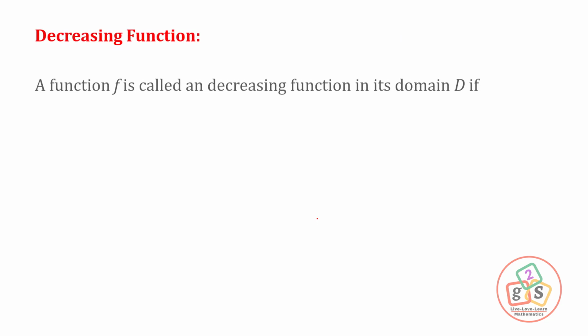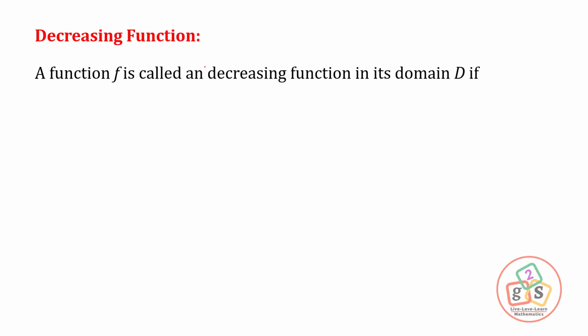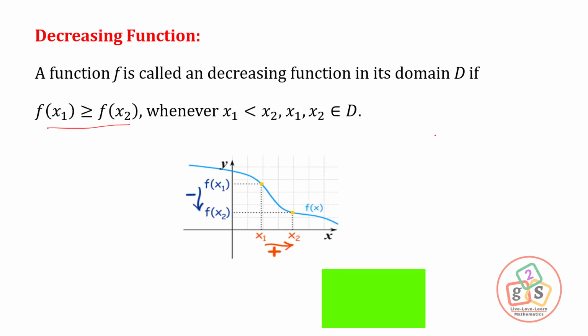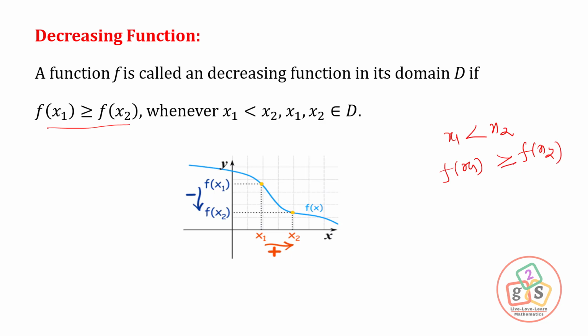Similarly, we can define a decreasing function. A function f is called a decreasing function in its domain D if f of x1 is greater than or equal to f of x2 whenever x1 is less than x2. That is, if x1 is less than x2, then f of x1 is greater than or equal to f of x2.